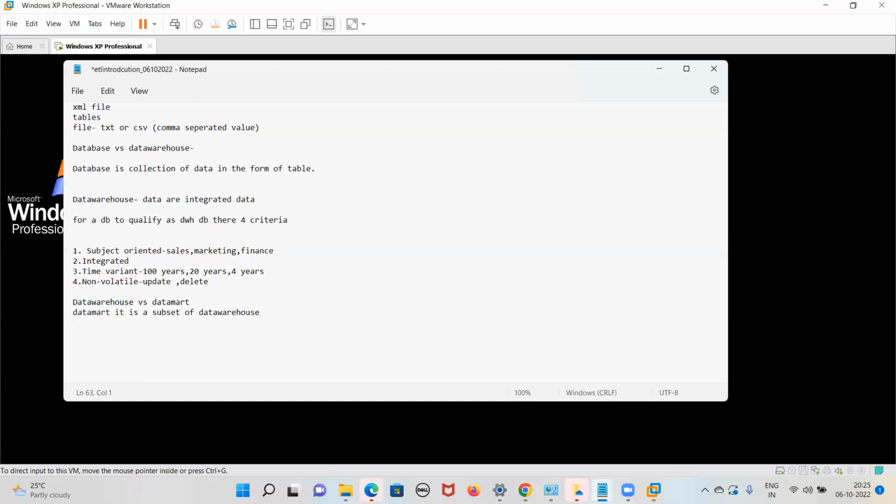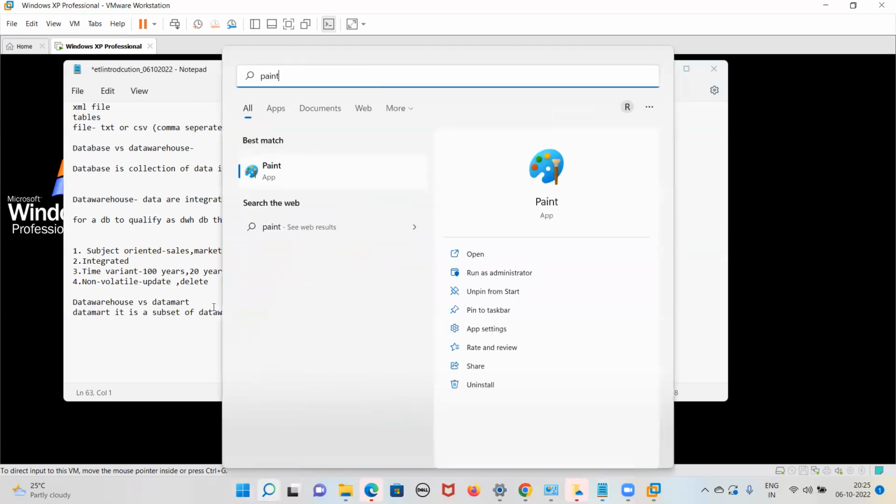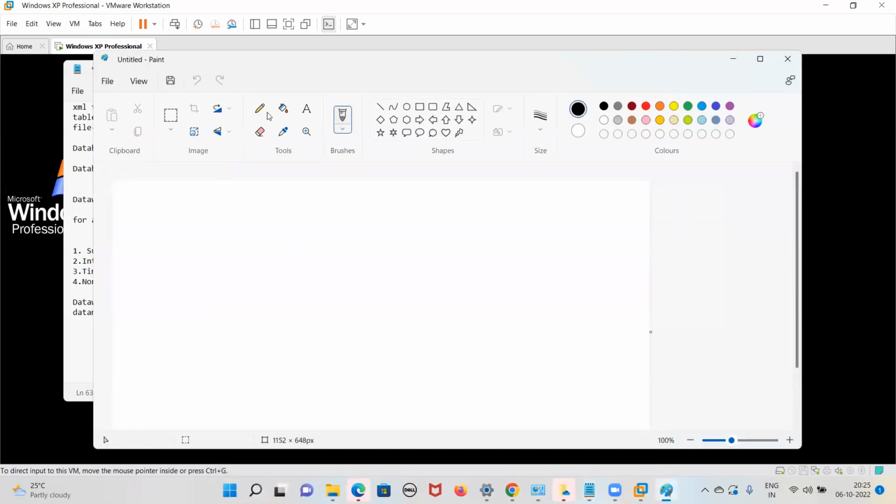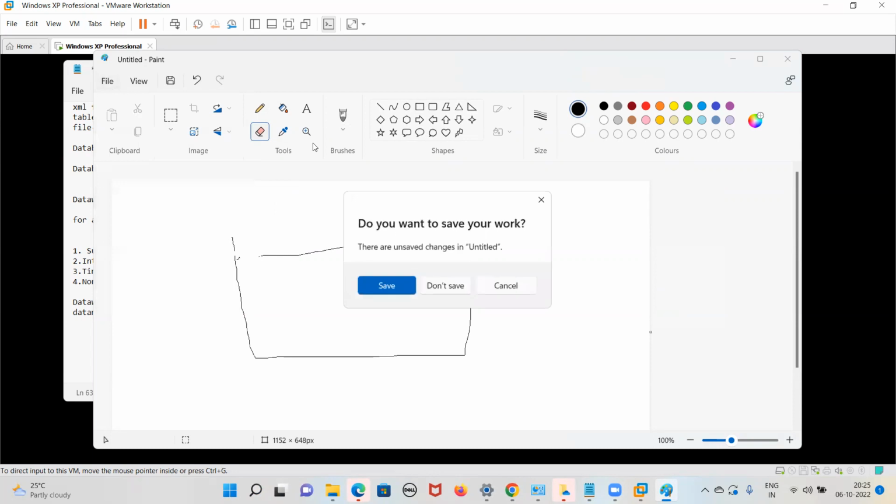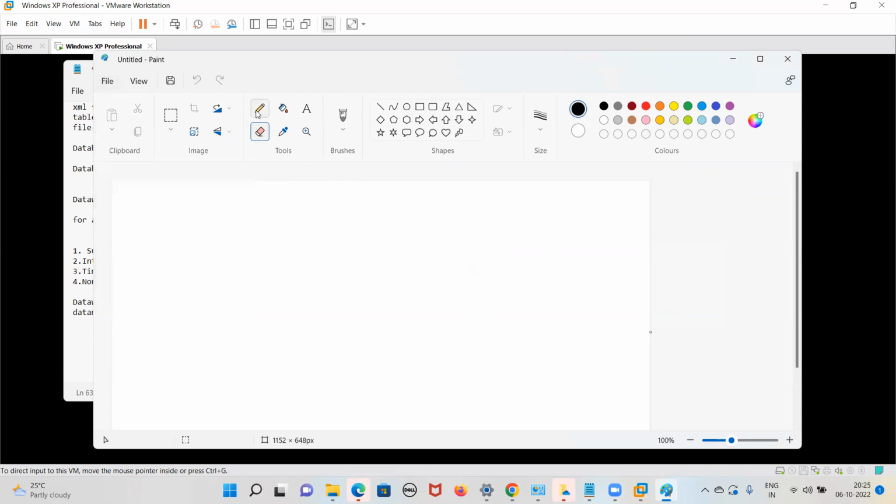Let me take a very simple example. Let me take a pizza. Suppose this is a pizza, guys. Now this pizza is getting divided. We'll eat the pizza part by part.